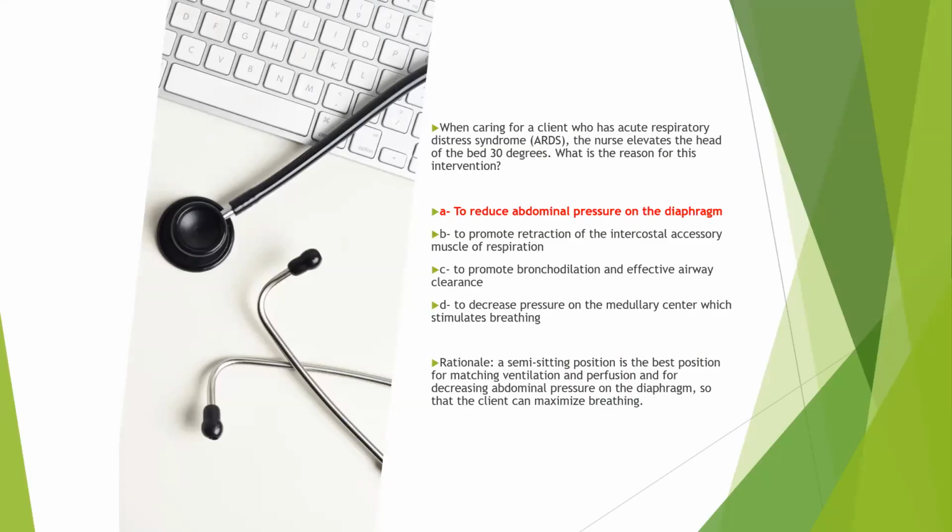So of course, it's to reduce abdominal pressure on the diaphragm. A semi-sitting position is the best position for matching ventilation and perfusion and for decreasing abdominal pressure on the diaphragm so the client can maximize breathing. This is one classic key nursing intervention you must be very, very confident in and in doing, especially to expand the airway. Because remember, my priority is airway, breathing, and circulation.